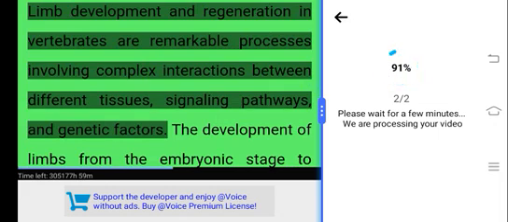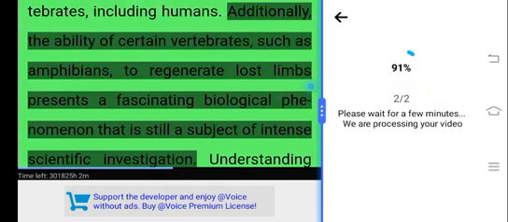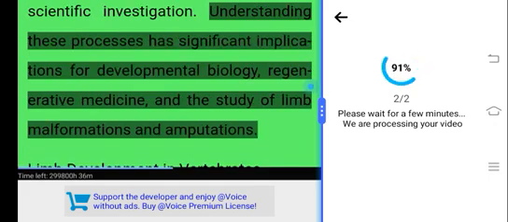Limb development and regeneration in vertebrates are remarkable processes involving complex interactions between different tissues, signaling pathways, and genetic factors. The development of limbs from the embryonic stage to adulthood is crucial for the proper formation of functional appendages in vertebrates, including humans. Additionally, the ability of certain vertebrates, such as amphibians, to regenerate lost limbs presents a fascinating biological phenomenon that is still a subject of intense scientific investigation. Understanding these processes has significant implications for developmental biology, regenerative medicine, and the study of limb malformations and amputations.